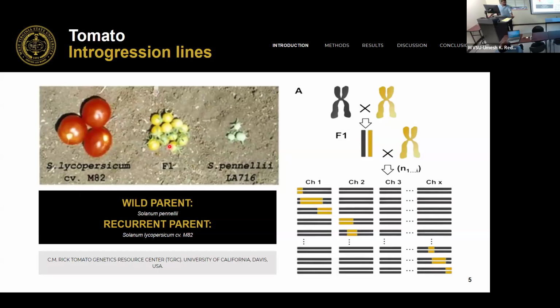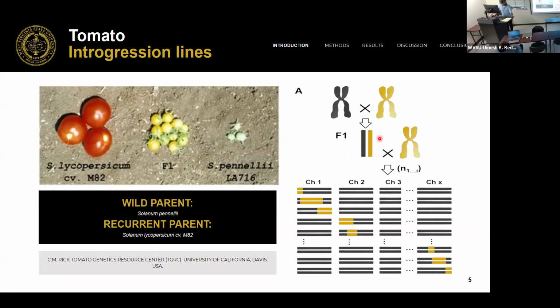So basically, an introgression line is a line or a plant which is almost similar to a cultivated variety. In our case, it is Solanum lycopersicum cultivar M82. But there is only a certain segment of the genome from the wild parent. In this case, it is Solanum pennellii. And the main point to note here is it lacks lycopene. So it does not turn red and it remains like a little pale greenish tomato.